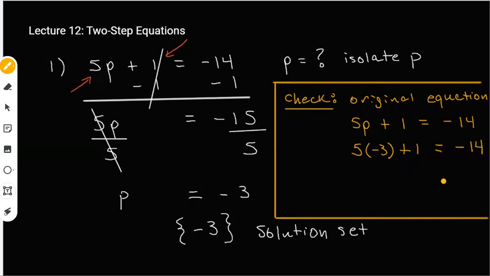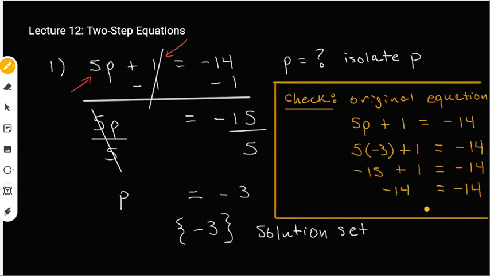And from there, I just make sure that the left side is equal to the right side. The first thing I can do is multiply 5 times negative 3. That's going to give me negative 15. But I still have that plus 1, and it's still set equal to negative 14. I've got to remember that because I'm trying to make the left side equal to the right side. So the last thing I do is negative 15 plus 1. That's going to give me negative 14.